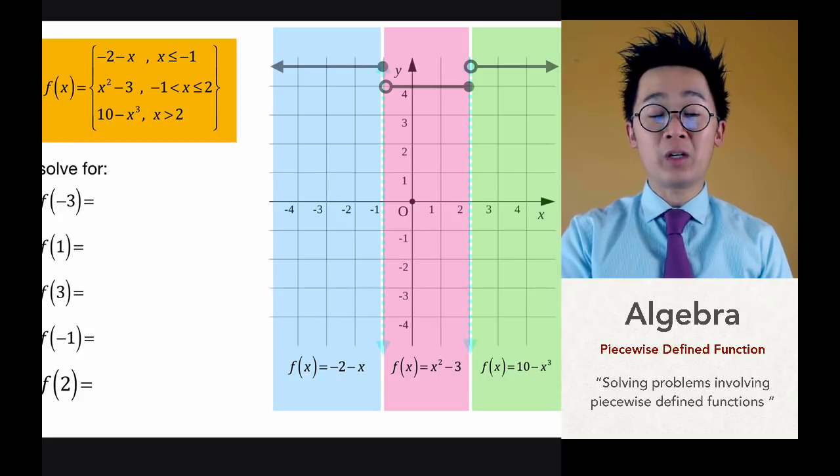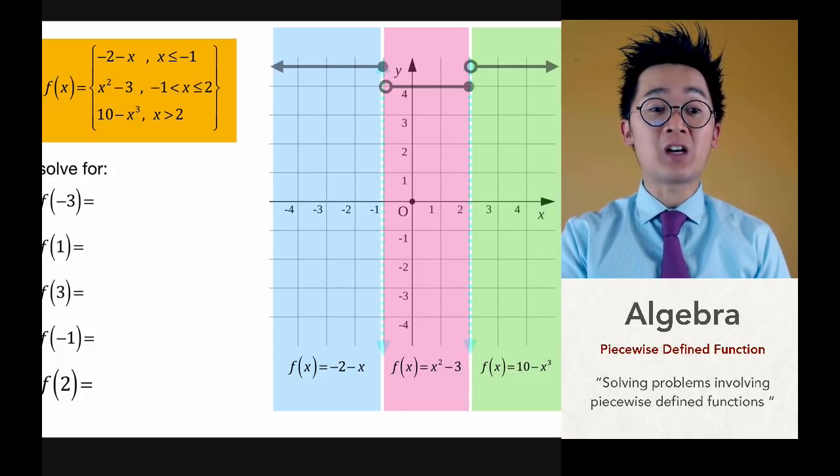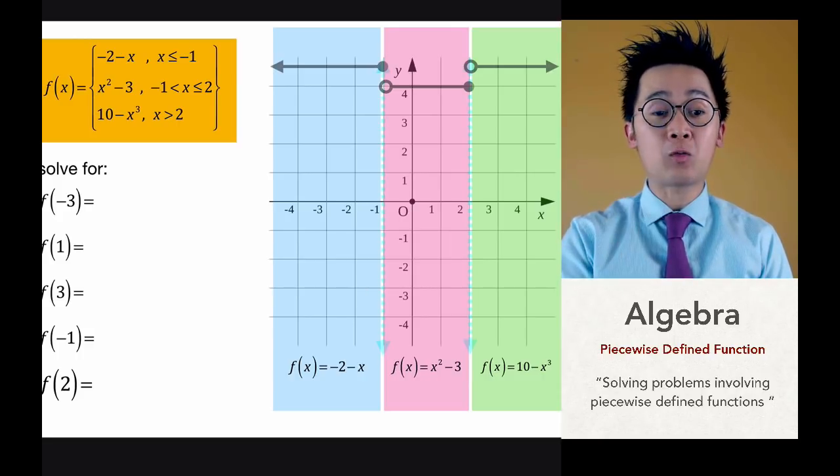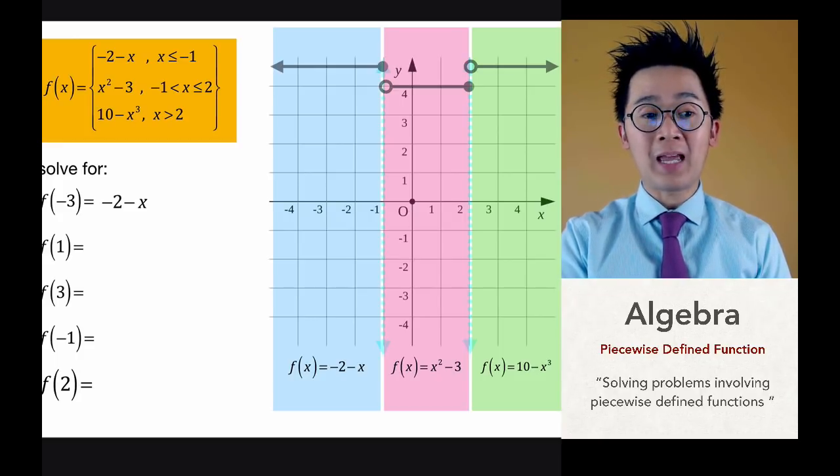So now that we're able to identify the specific function that is true for that range of values, we are now ready to find the value of each function that you are seeing right now, starting with f of -3. So at f of -3, we know that x equal to -3 only works whenever the function that we're using is the blue area of the xy plane, which is -2 minus x. So we will use -2 minus x as our function at x equals -3, and by direct substitution, the function is equal to 1.